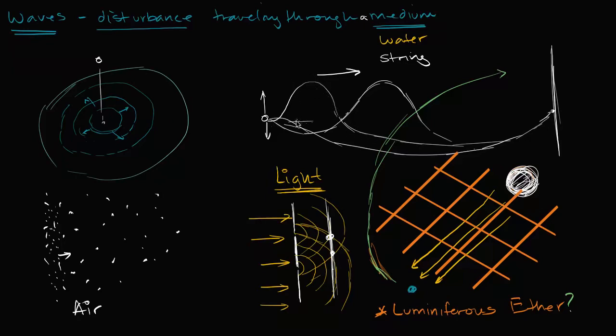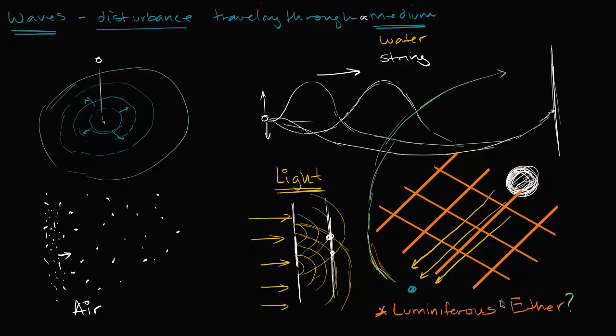So in the mid-19th century, it was completely reasonable for folks to say, well, look, light has wave-like properties. It must be a disturbance traveling through a medium. And they said, well, what do we call that medium, even though we don't observe it directly? Well, let's call it the luminiferous ether.